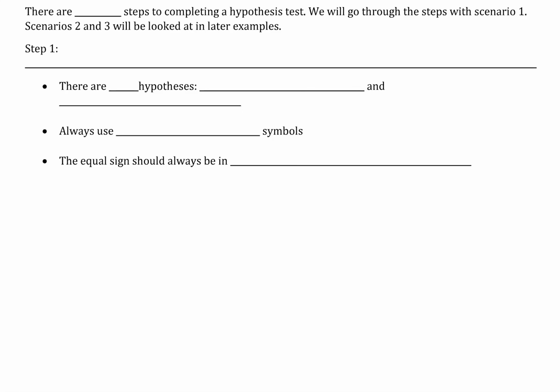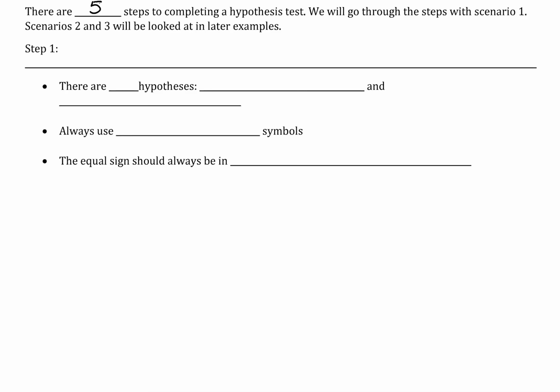Let's begin. There are 5 steps that we will go through to complete a hypothesis test. Again, we're going to go through the 5 steps with scenario 1, which is where the sample mean was equal to 40, and then we'll look at scenarios 2 and 3 in separate examples.